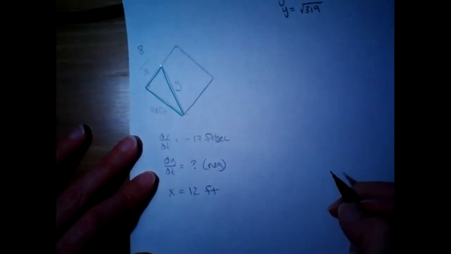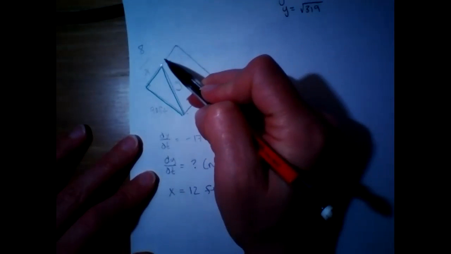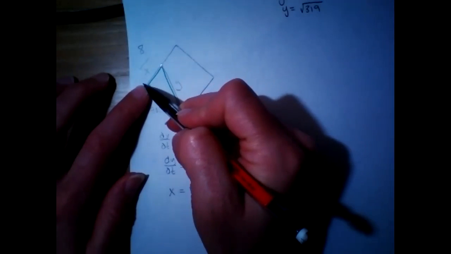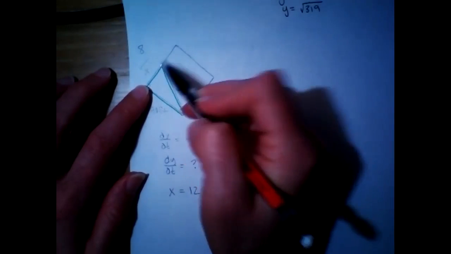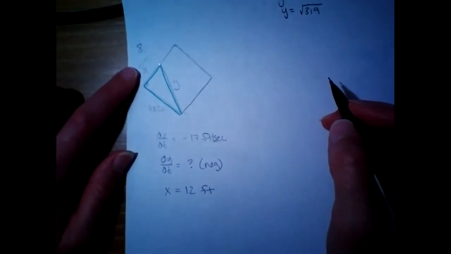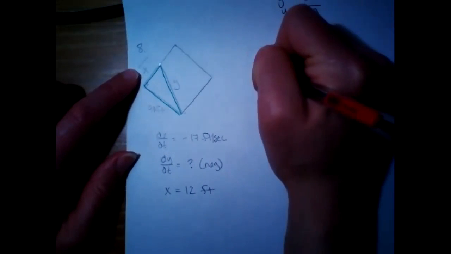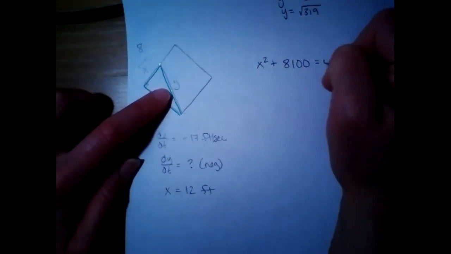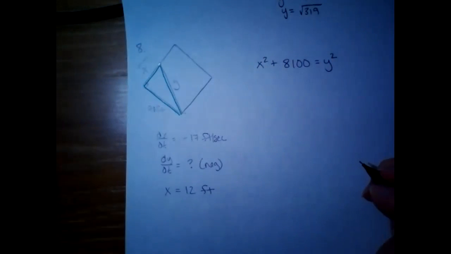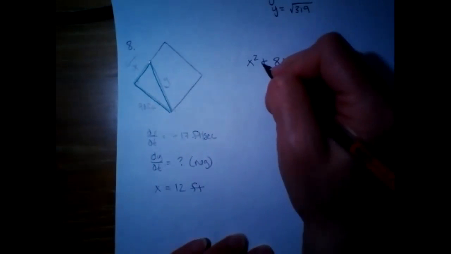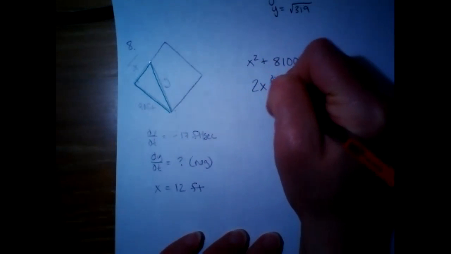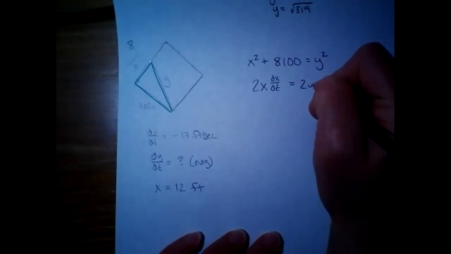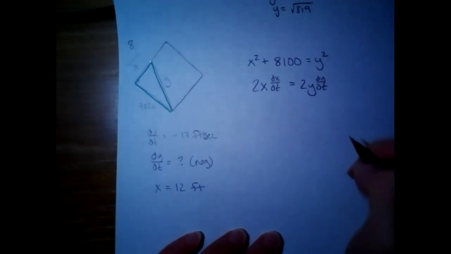I know the one we did on the study guide, you were given the other distance and you had to subtract it from 90. That wasn't the case here. I just went ahead and gave you that distance. He was 12 feet from third base. So this will be the Pythagorean theorem, x squared plus 90 squared, which is 8100, equals y squared. And so that's 2x dx/dt. This would be gone, that's a constant, equals 2y dy/dt.